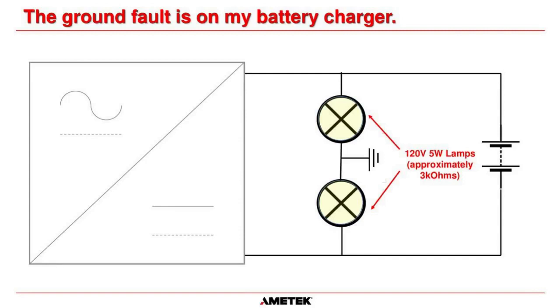Now, the most basic, and this goes back to when charger ground fault circuits were first designed, the easiest way to do that was just to connect 2 lamps, okay, in series on the output of the system, and then they tie the ground point to the midpoint of those lamps. Okay, now bear with me here. Let's say there are 120 volt 5 watt lamps. So that means they're approximately 3K ohms each. Okay.